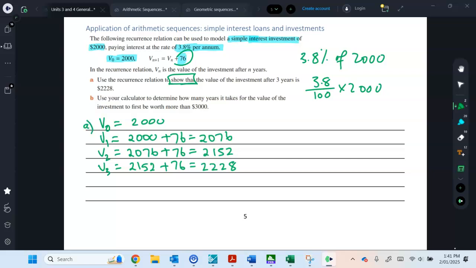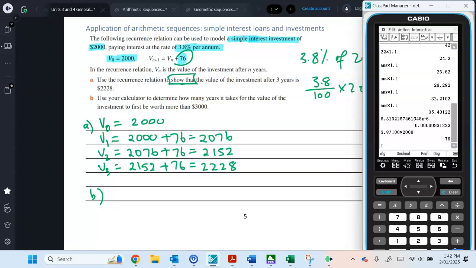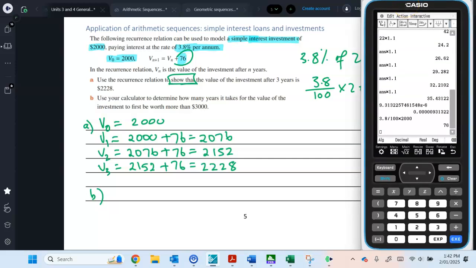All right, let's move on to B. Use your calculator to determine how many years it takes for the value of an investment to first be worth $3,000. I'm going to show you a couple of ways. I'll just move this calculator up a little bit so we can see the buttons. We're starting off with $2,000 and we add 76. That's V1, which we've already done. Then we add 76 again. That's V2, which we've got. Now I'm going to keep counting until I get more than 3,000.